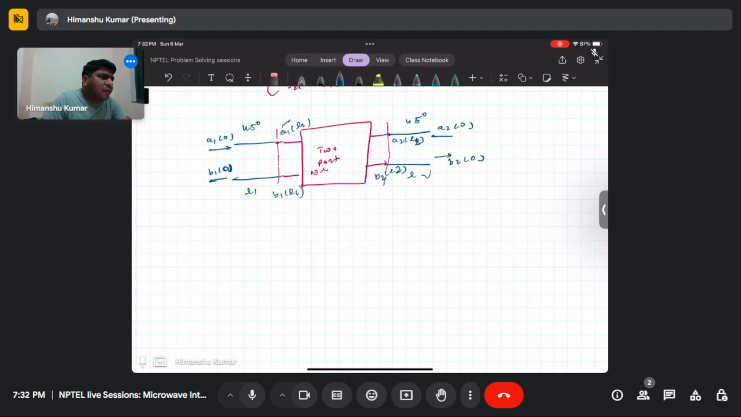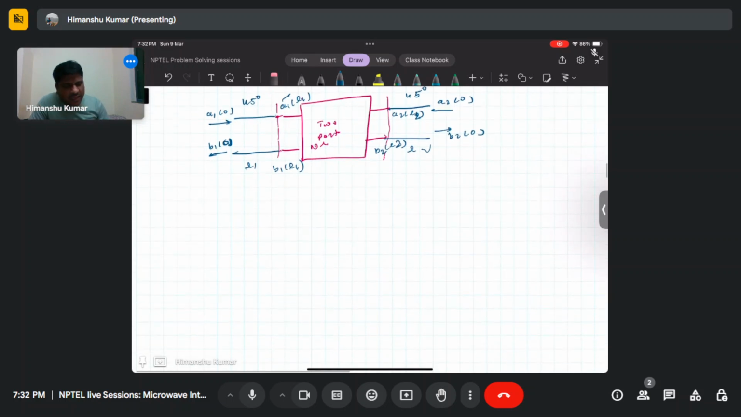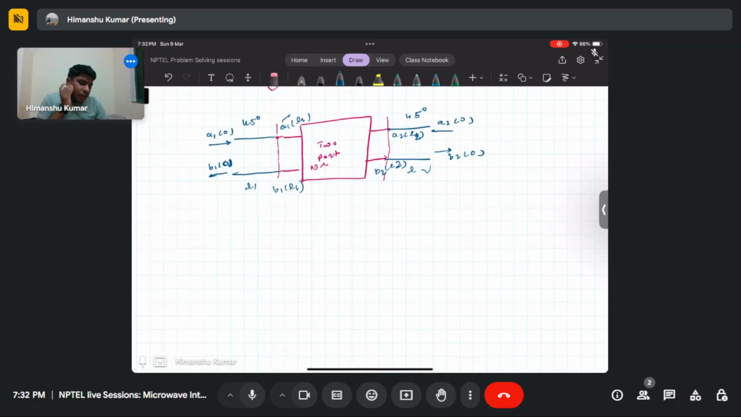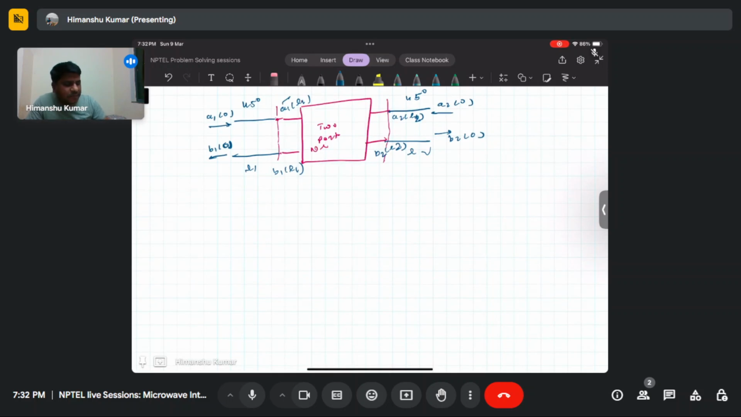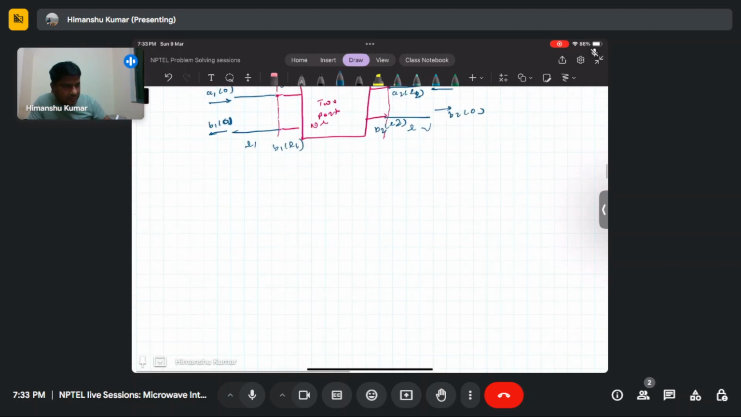So basically we need to find the relation of the scattering parameters in terms of this. We can write S11, the S11 parameter of this network. We can write this network at B1 and L1.